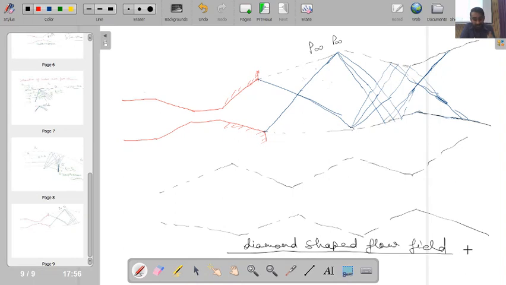But this is possible when we are having over expansion. When you are having under expansion, the situation will be different. First you will be having an expansion fan, and then you will be having the compression wave. So you can try drawing the flow field on your own, but ultimately the structure will look almost similar.